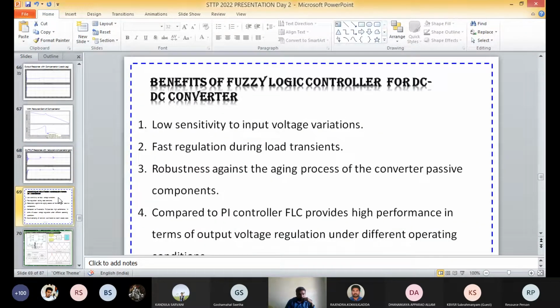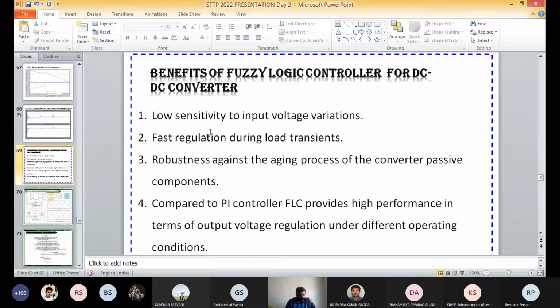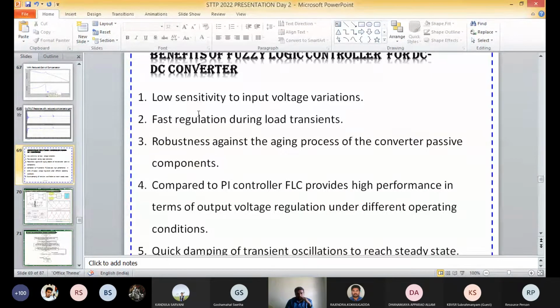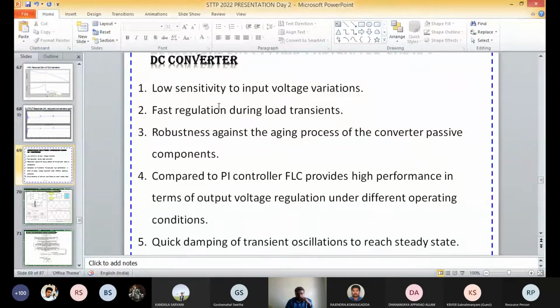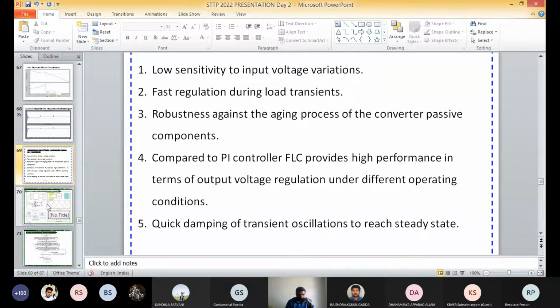But we are moving to another type of compensator, that is the fuzzy logic controller, a soft computing method. The main benefits of the fuzzy logic controller are low sensitivity to input voltage variations, good regulation during load transients, and robustness against the aging of the converter passive elements. Compared to the PI controller, the fuzzy logic controller provides higher performance in output voltage regulation under different operating conditions, with quick damping of transients.